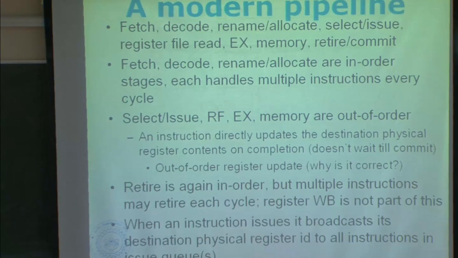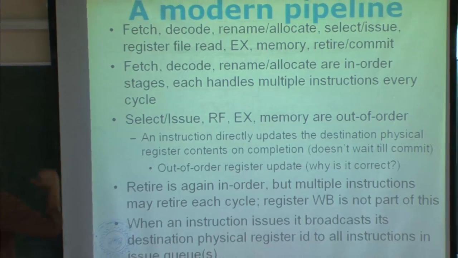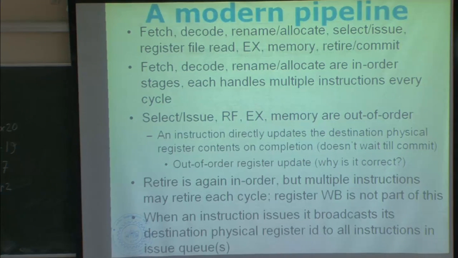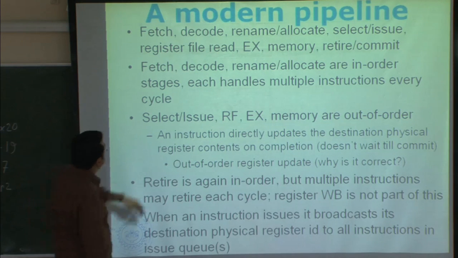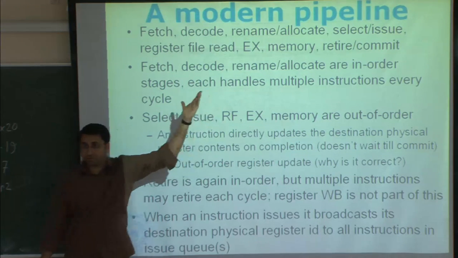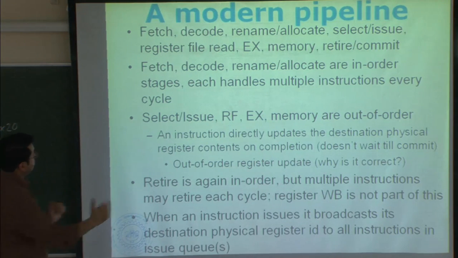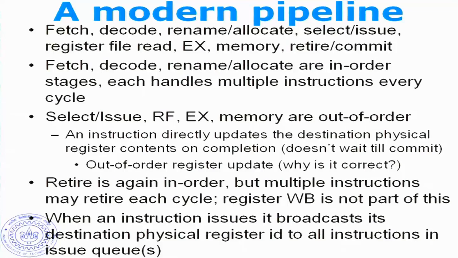So what does the pipeline look like? These are my pipeline stages. I'm not saying that each stage is a cycle. Each stage might be multiple cycles. So fetch, decode, then rename, allocate. In the rename allocate stage, you rename your logical source registers and assign a new physical register to the destination. You allocate a ROB entry, you allocate issue queue entries. Then you do selection and issue whenever the instruction is ready. Then you read the register file, so you read the physical registers, of course. Then you execute, look up memory if needed, and then retire, commit.